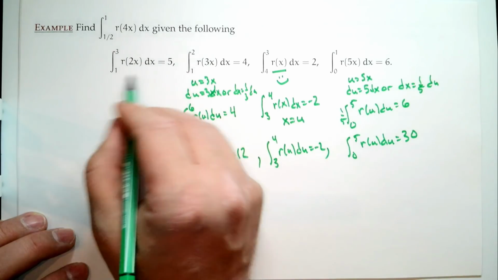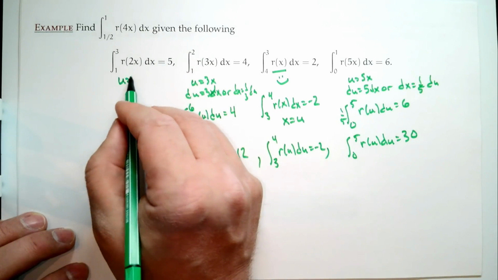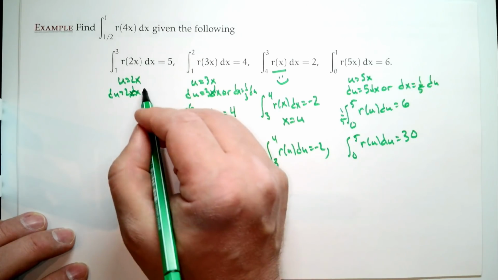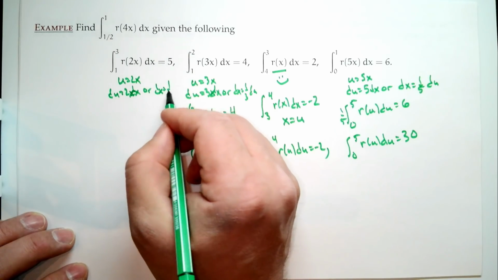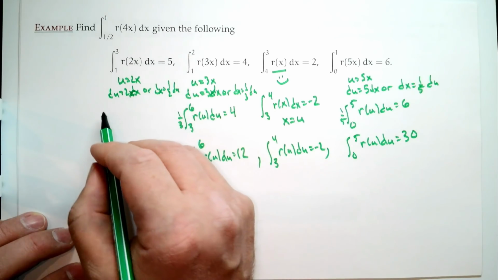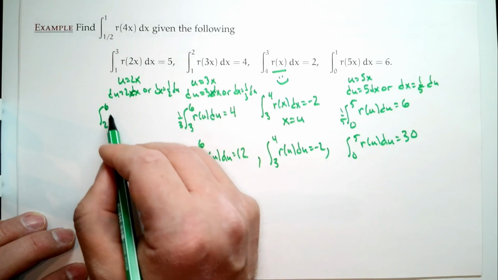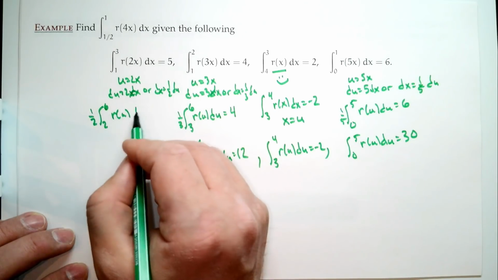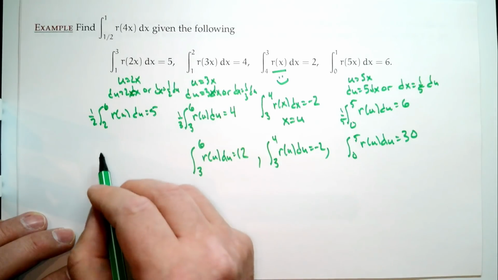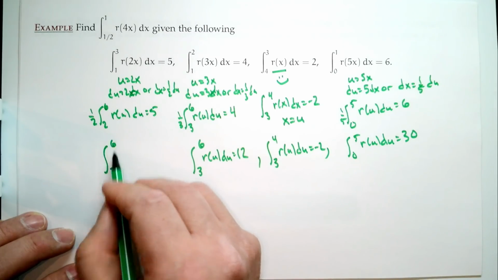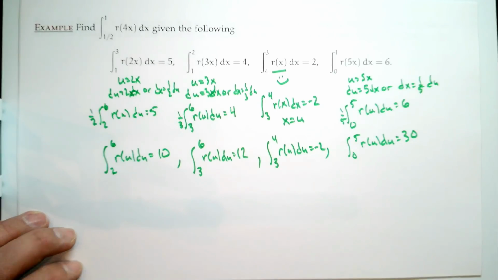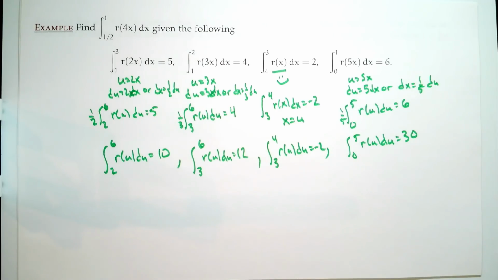All right, and then the first one, well, u equals 2x, du is 2 dx, or dx is a half du. And so we get the integral 2 to 6 of r of u, a half du is 5. So the integral from 2 to 6 of r of u du is 10. So we have all that information.